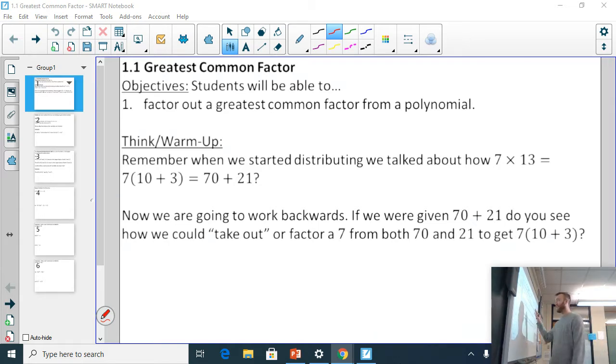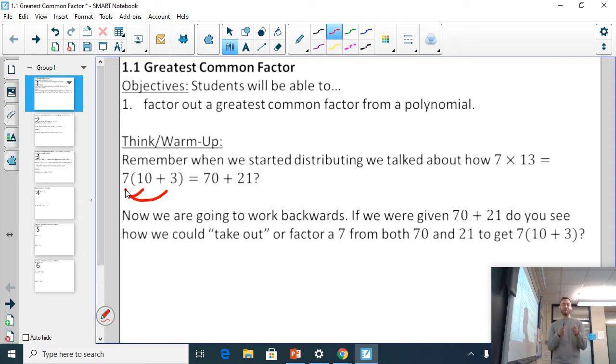And so for think slash 1.5, remember when we started distributing and we talked about how 7 times 13 is the same thing as 7 times 10 plus 3, which would get us, when we factored out 7, 7 times 10 is 70, and 7 times 3 is 21.